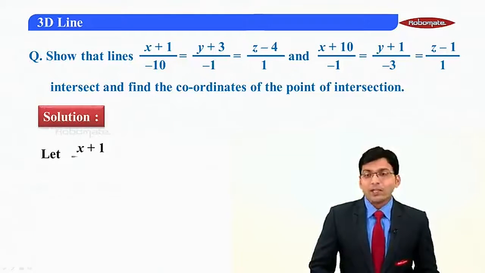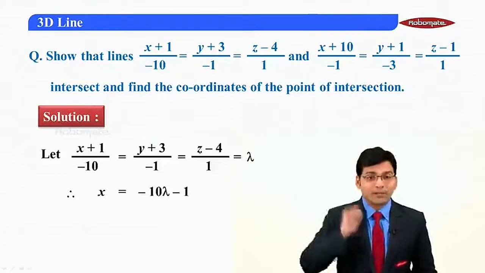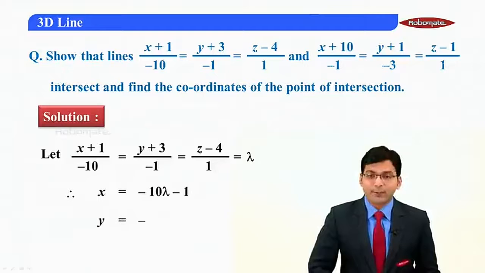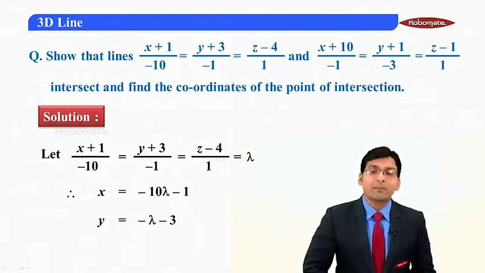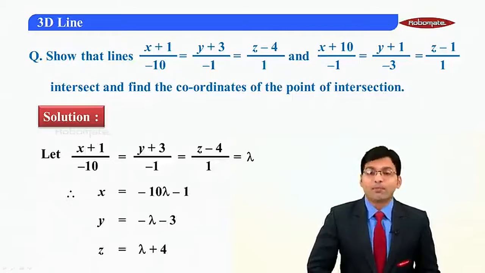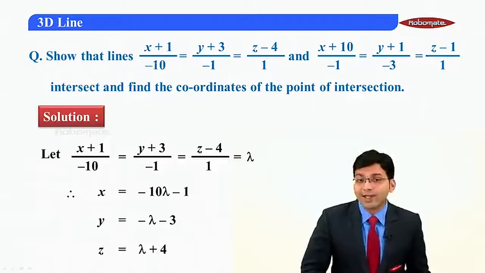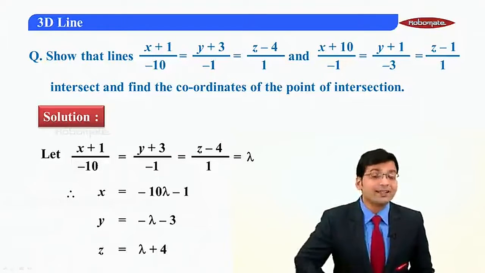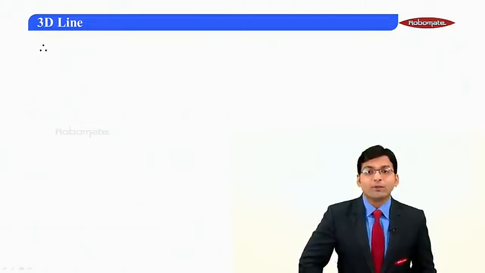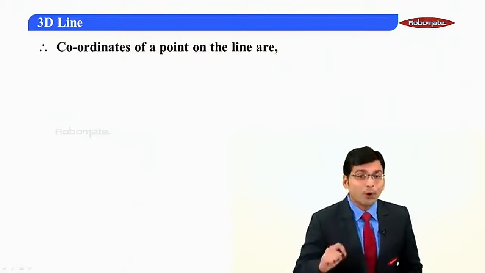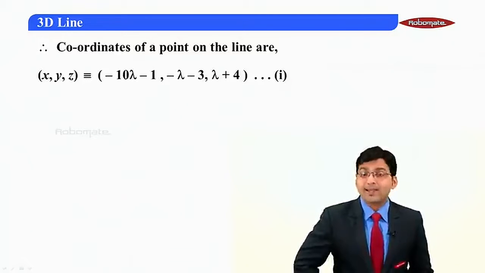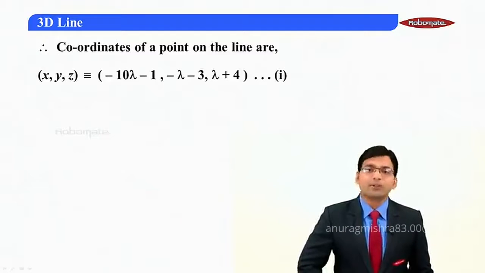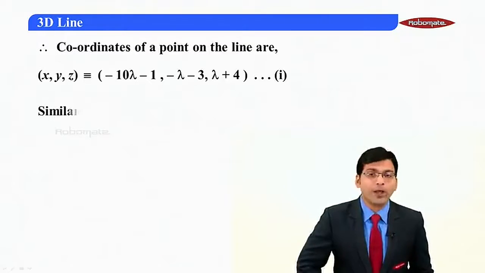Let us start. Let us consider the first line equal to lambda, and from this we get x = -10 lambda - 1, y = -lambda - 3, and z = lambda + 4. So we took the first line and assumed it as lambda, so we get x, y, z. But this x, y, z is a variable point, students. Therefore, the coordinates of any point on this line are (-10 lambda - 1, -lambda - 3, lambda + 4). Let us call this equation number 1.